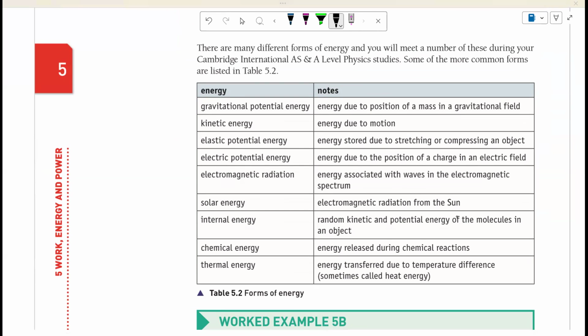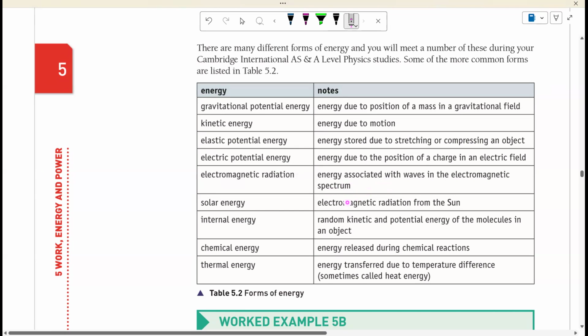थर्मल एनर्जी क्या होती है? Energy transfer due to the difference of temperature. केमिकल पोटेंशियल एनर्जी क्या होती है? Due to the atoms की वजह से जो होती है, arrangement of atoms की वजह से जो होती है, और energy release during chemical reaction. Internal energy, sum of all forms of energies in a system. Electromagnetic radiation from the sun is the solar energy. Electromagnetic radiation is the energy associated with the waves in the electromagnetic spectrum.